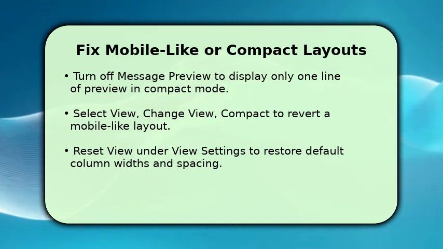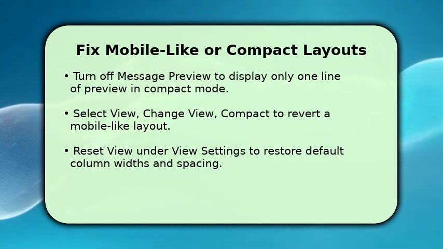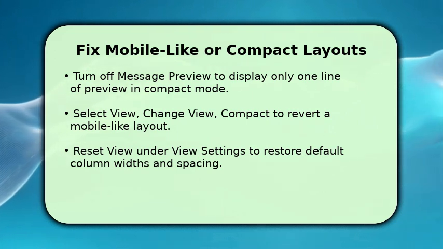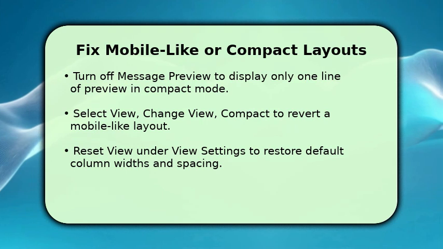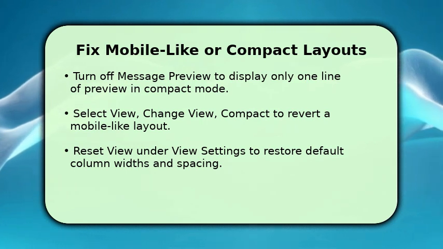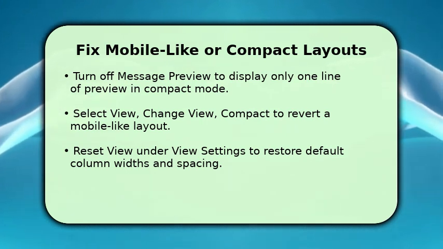If columns and spacing still look wrong, open View Settings and click Reset View to restore default widths and alignment. Finally, restart Outlook to apply all layout settings. These steps resolve compact or mobile-like layouts and restore a dependable desktop email experience.